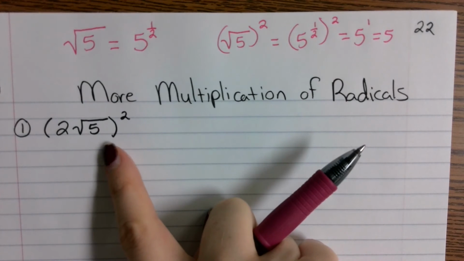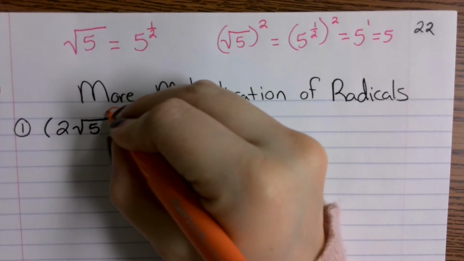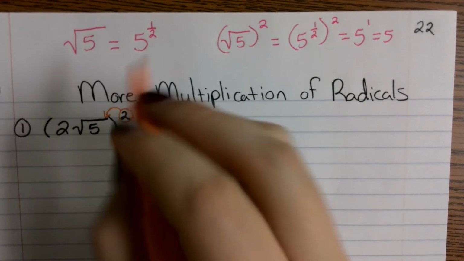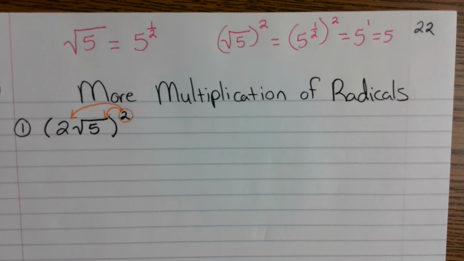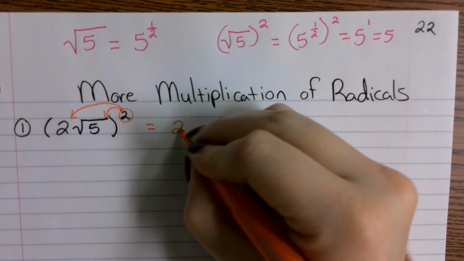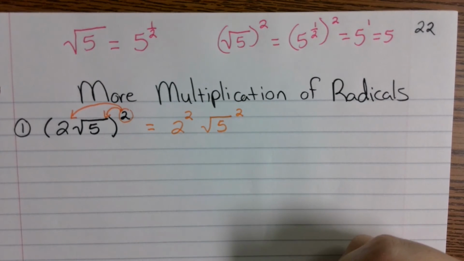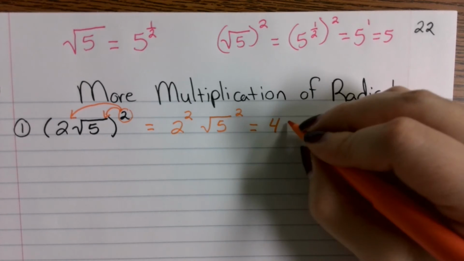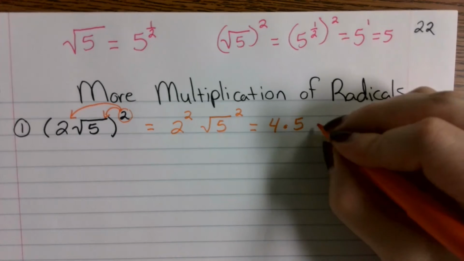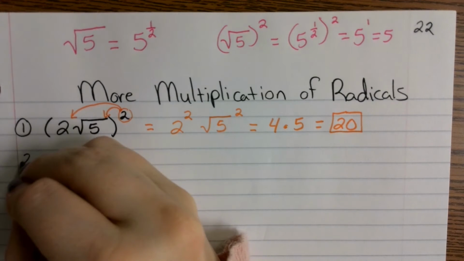Okay? So the same thing is happening here, that you're taking that exponent of a 2 and you're applying it to the radical, or the square root, and you're applying it to the coefficient in front of the radical. So this now becomes 2 to the second power, and then the square root of 5 to the second power. What's 2 to the second power? 4. And what's the square root of 5 to the second power? 5. So it's essentially 4 times 5, which is 20. Okay, try a couple of these on your own, please.